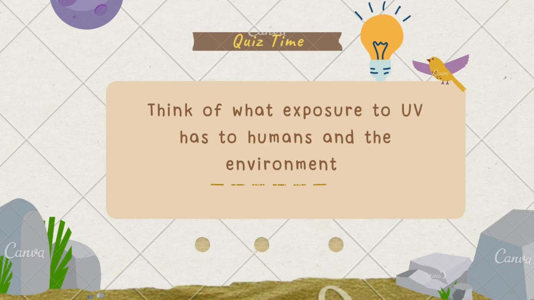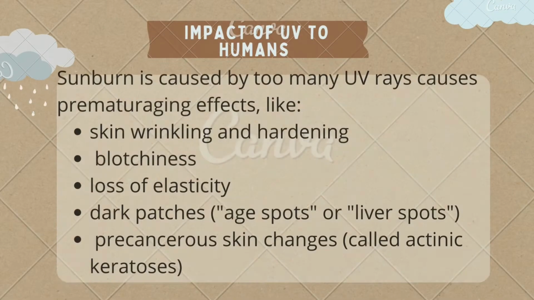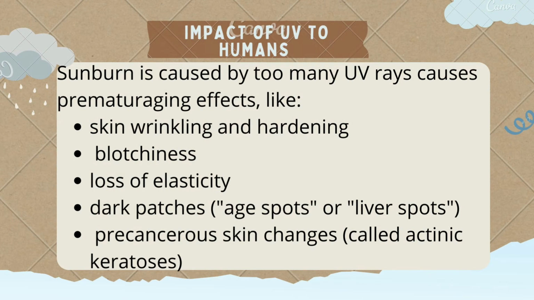Think of what exposure to UV does to humans and the environment. Impact of UV to humans. Sunburn is caused by too many UV rays, which causes premature aging effects like skin wrinkling and hardening, blotchiness, loss of elasticity, dark patches, age spots or liver spots, and precancerous skin changes called actinic keratosis.